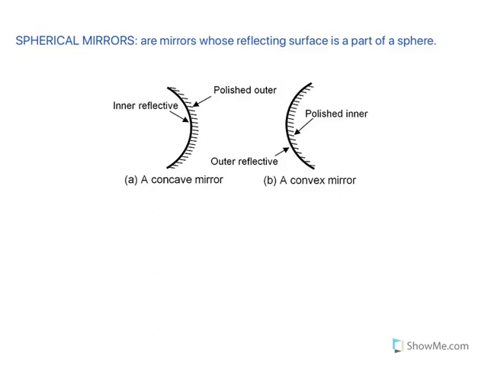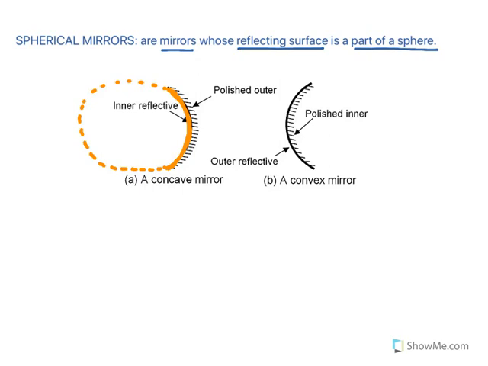Spherical mirrors. Spherical mirrors are mirrors whose reflecting surface is a part of a sphere. Like if you see in this figure, this is a spherical mirror, and a mirror always has two surfaces. One is a reflecting surface and one is a polished surface. Now this spherical mirror is a part of a sphere, and hence it's called a spherical mirror.